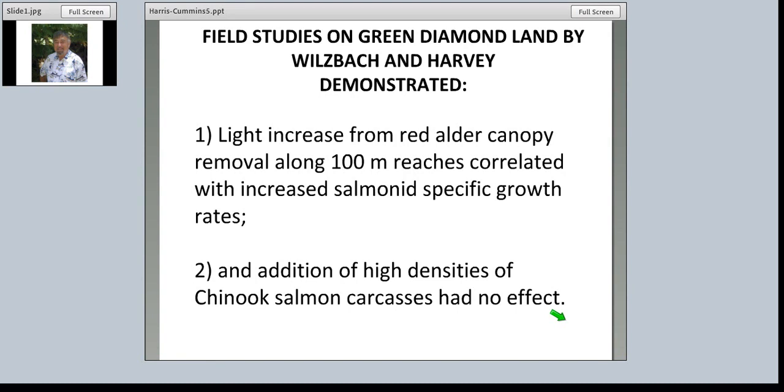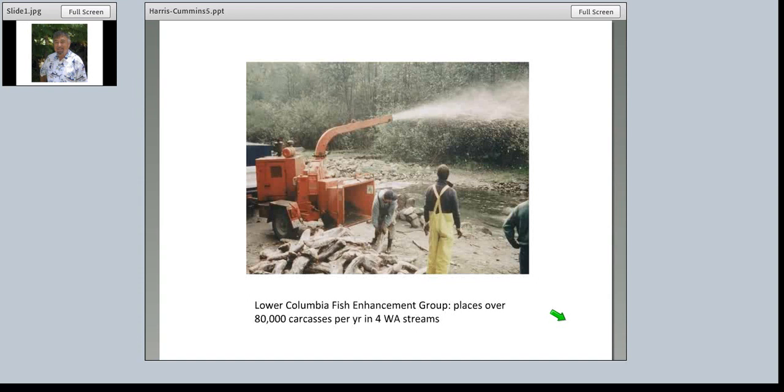Now, the belief in this is pretty strong. As you can see, here's an interesting procedure of grinding up huge salmon carcasses and spraying them out into the stream as a way to add nutrients. This is a little bit counterproductive to the idea that light is in fact limiting and not nutrients.